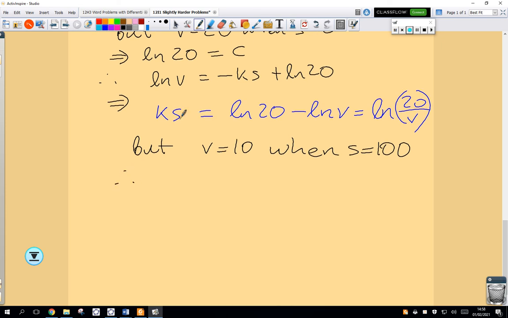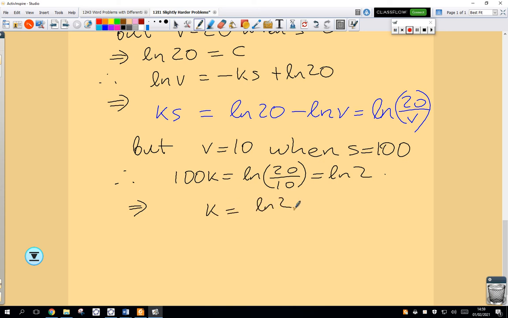So we're going to get k times s, well, that's 100k, is equal to the natural log of 20 over v, which would be 20 over 10 in this case, which is the natural log of 2. So what I'm going to find here, dividing both sides by 100, is that k is equal to the natural log of 2 over 100. So we have an expression for k.